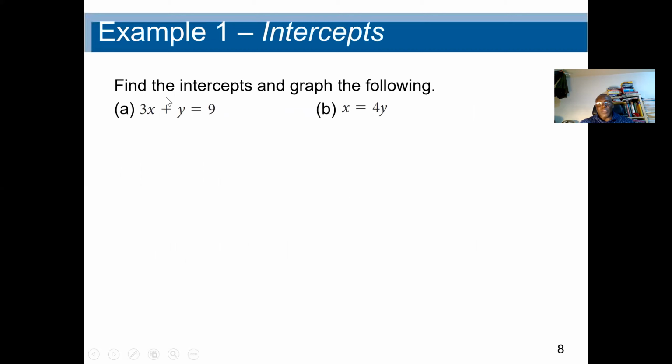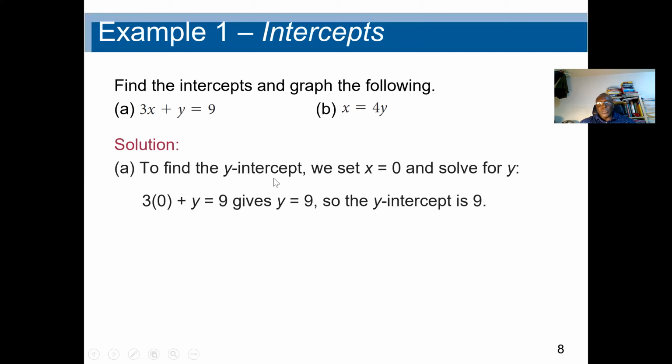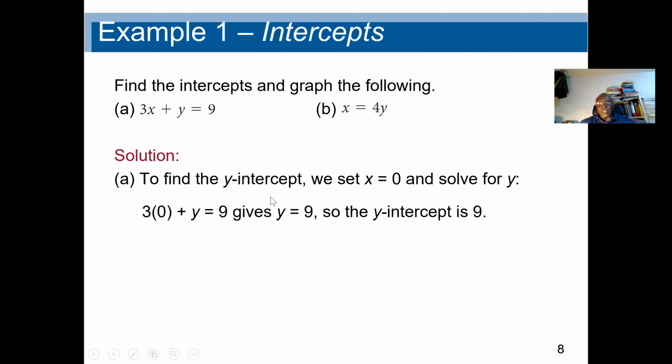So an example is given here. They say we should find the intercepts and the graph of the following. So the A, to find the y-intercept, we assume x equal to 0. Then we solve for y. So here we get 3 times 0 plus y equal to 9. So 3 times 0 is 0, so y will give me 9. So this means when x equal to 0, y is 9. We have a point there.